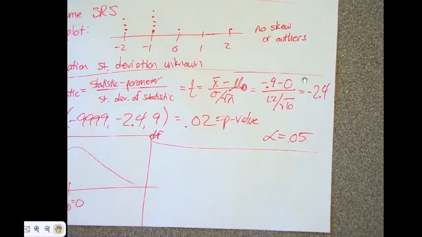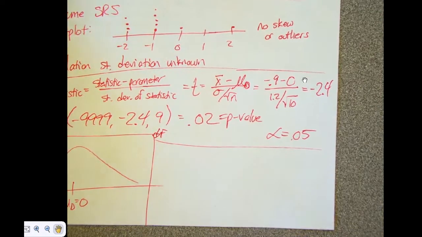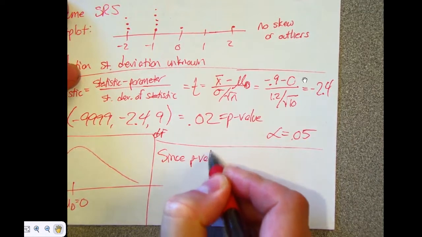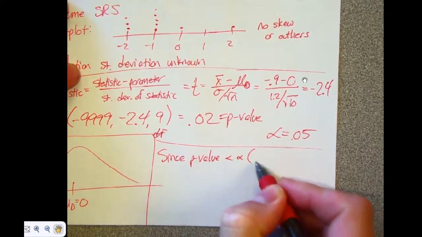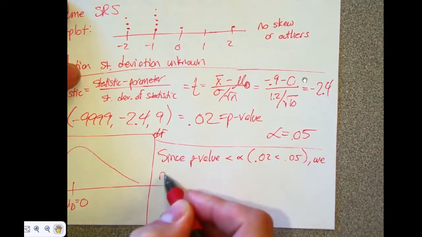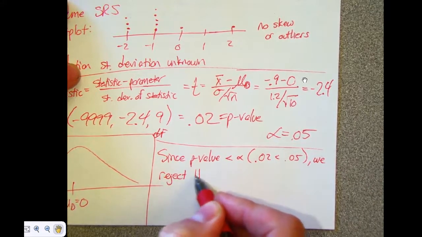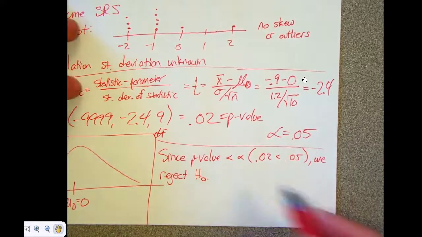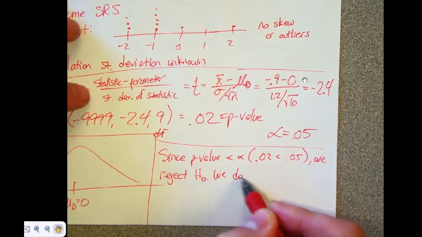Start the conclusion for me. Since p-value is less than alpha, we reject H0. We do have enough evidence to support the alternative.